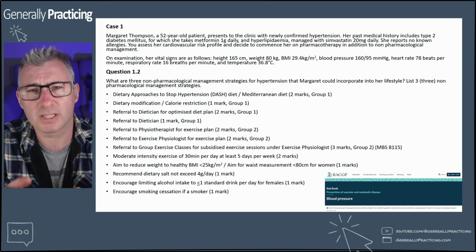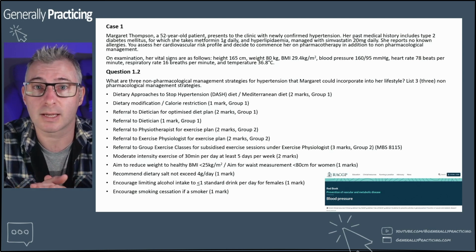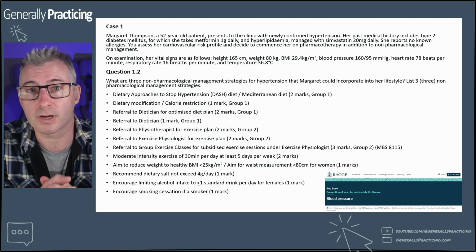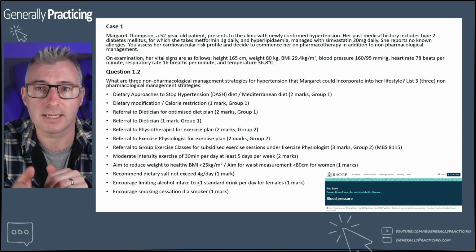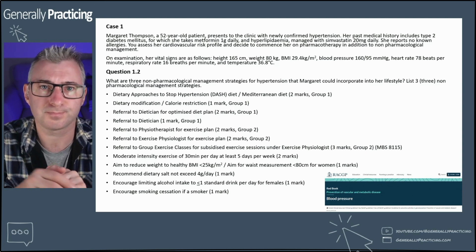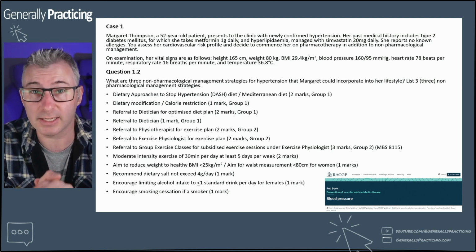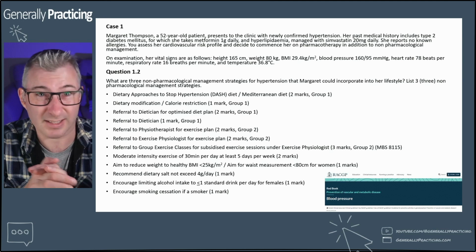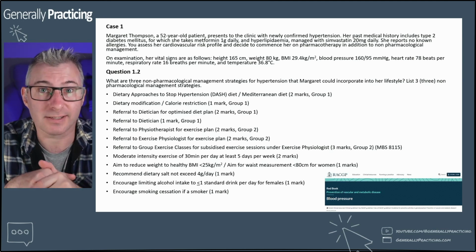We also want to specify some of our targets here, so aim to reduce weight to a healthy BMI, being under 25 kilogram per metre squared, or aim for a waist measurement under 80 centimetres for women. We would recommend dietary salt not exceed 4 gram per day. The exact evidence for that's not fantastic, but it's still one of those things we recommend day to day.